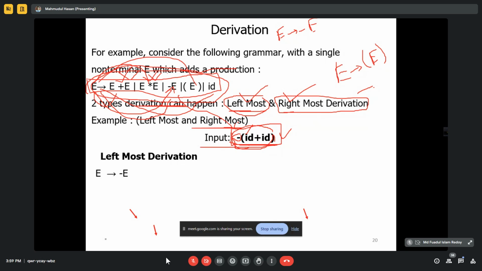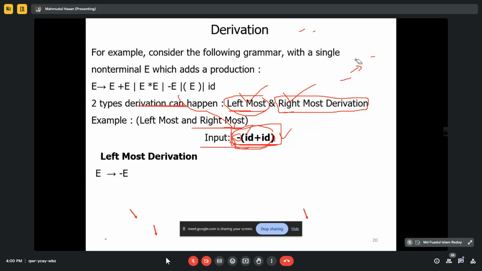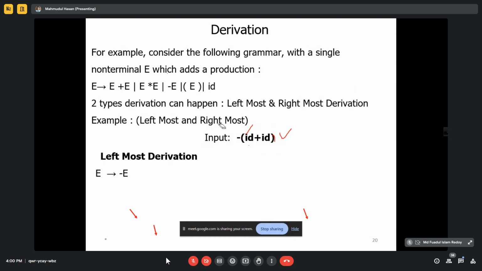Okay, done? Yes, sir. Then which production rule, the last one, please tell which production rule we need to choose. Just a minute. So left, right, anything I can choose. There is one non-terminal and one terminal, and a terminal you cannot replace.